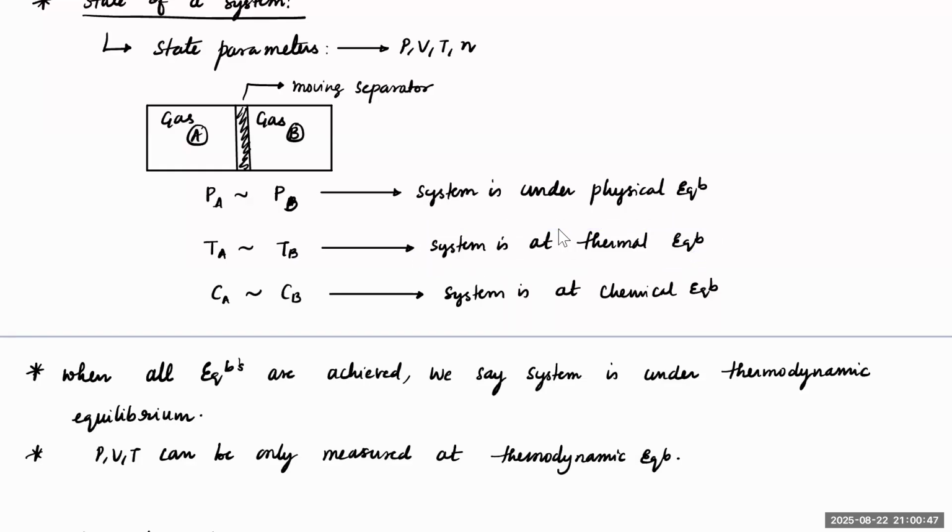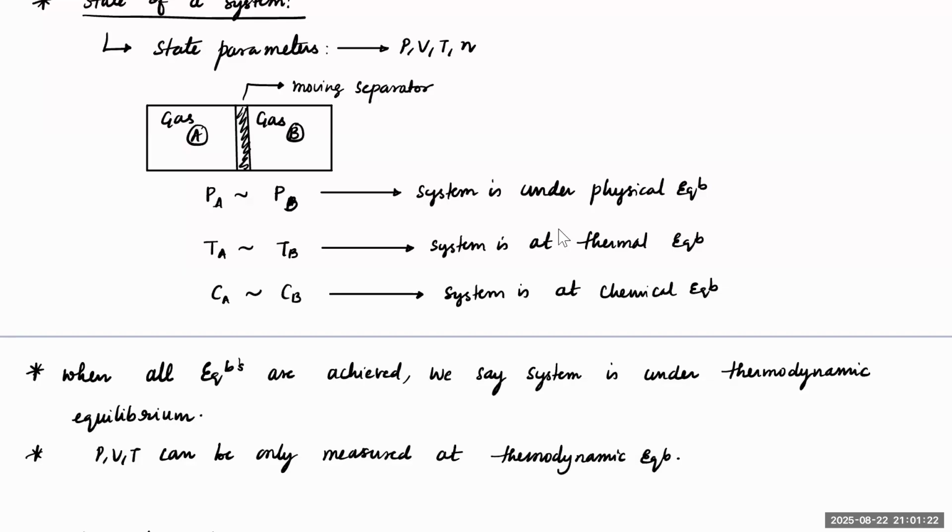Now, is it necessary to have physical equilibrium to attain thermal equilibrium? No, these two equilibria can exist independently. But usually, if you are taking a diathermic wall and there is a movable separator, chances are it would attain physical equilibrium, and maybe after some time it will attain thermal equilibrium also.